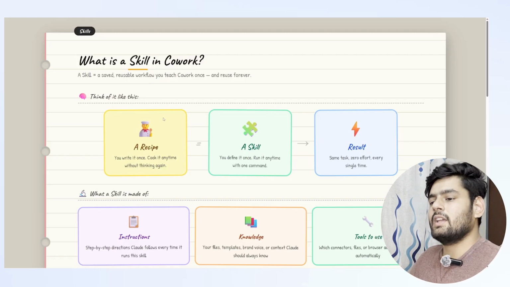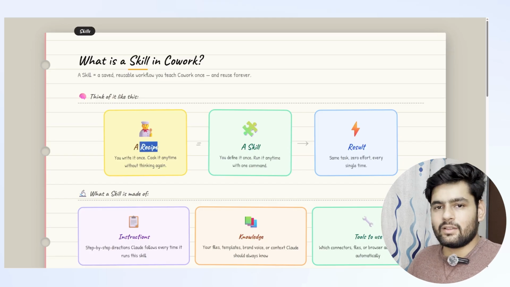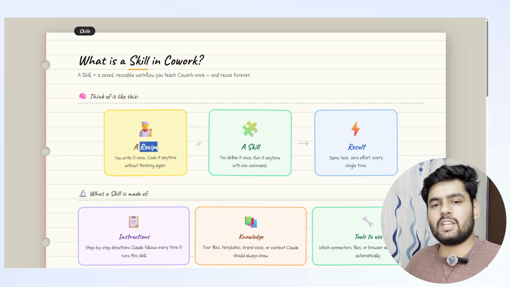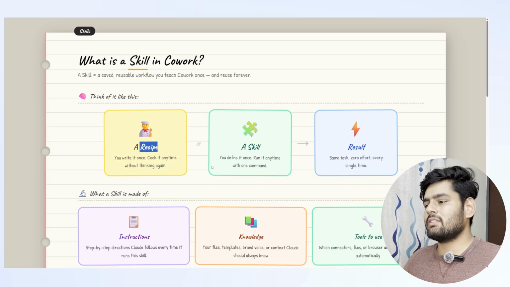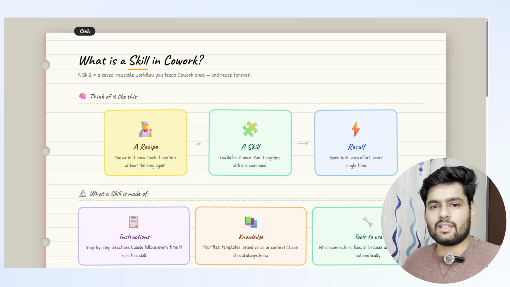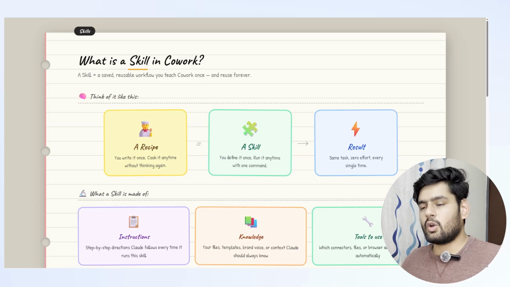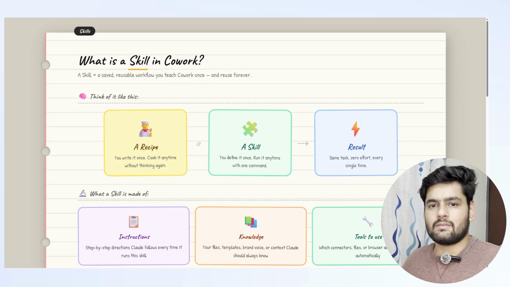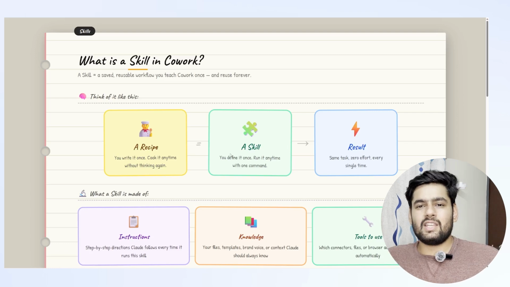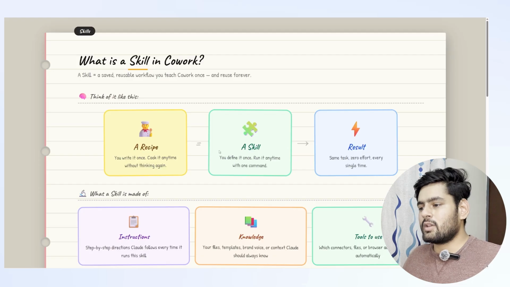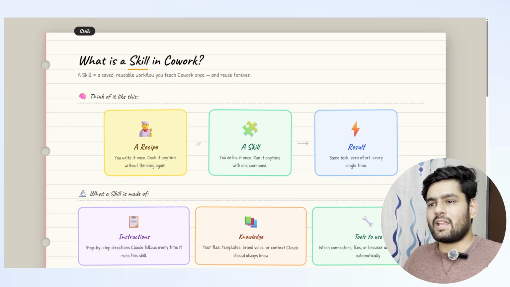For example, in a recipe, we write a recipe once and use it every time we need to cook something. That's the same thing with skills. You define it once, like how to do something, and Claude Cowork uses it every single time you have to perform a task related to that skill. For example, if you have created a skill for planning your week, then you can just go and ask Claude Code to plan your week.